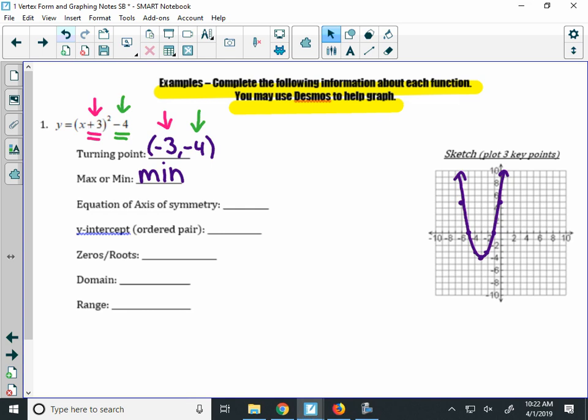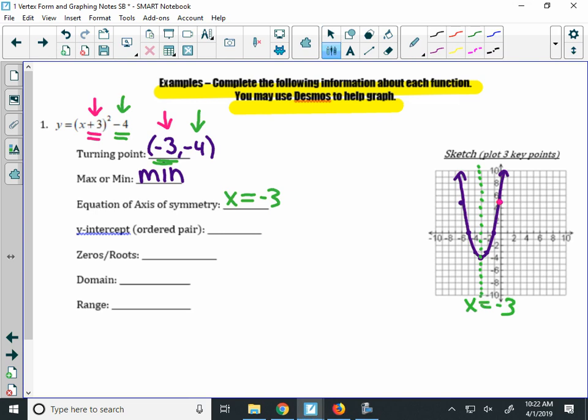All right, now the equation of our axis of symmetry always goes through the vertex here. And the thing we need to know is that the axis of symmetry is always what the x of the vertex equals. X equals -3. It's always that x value from the vertex. It's an invisible line.